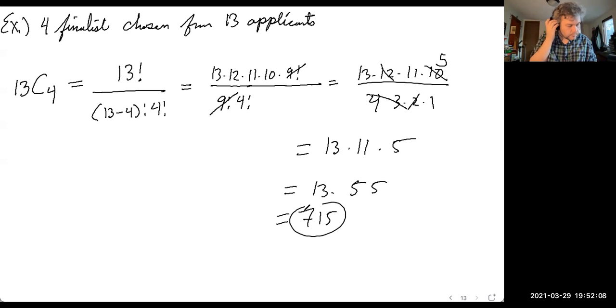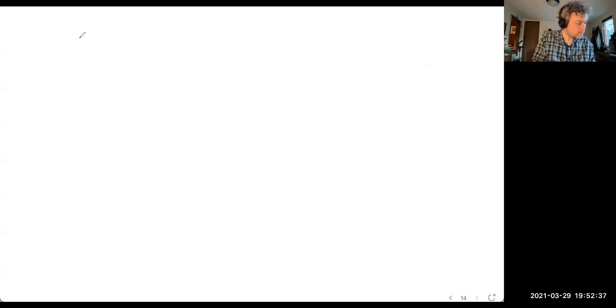So hopefully it makes sense why that'd be a combination. We're not putting these people in order. We don't have particular roles to put them in. I'm not doing vice president and speaker or anything like that. It's just we're making out of 13 people a group of 4. So that's why that would be a combination and not a permutation. Hopefully that makes sense. It's very important when these questions are out of order that you understand when to use what.